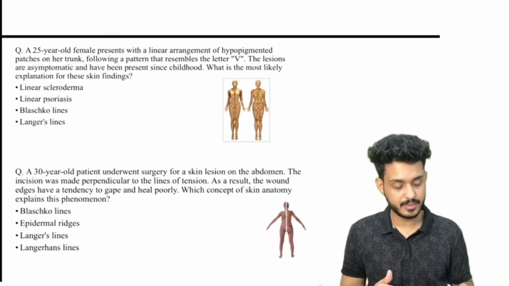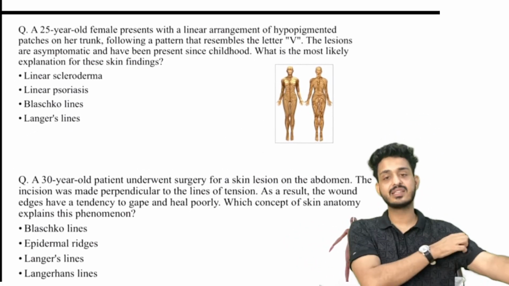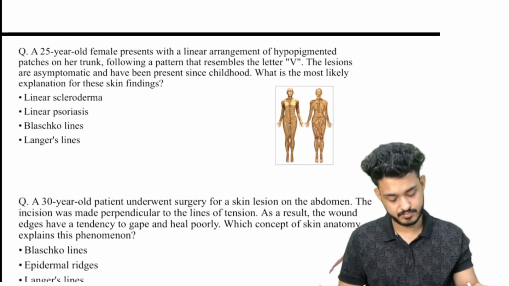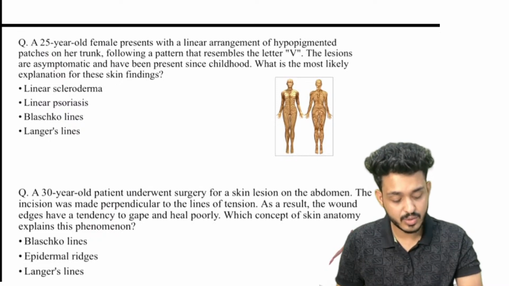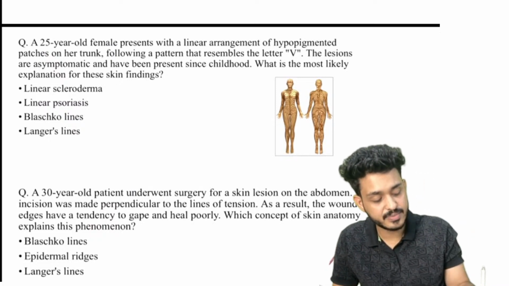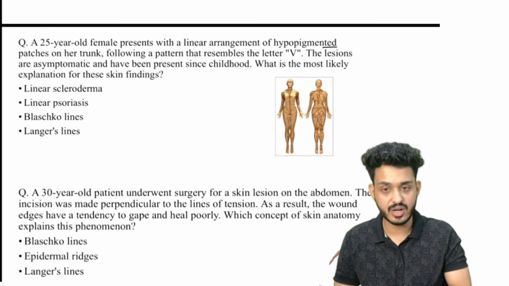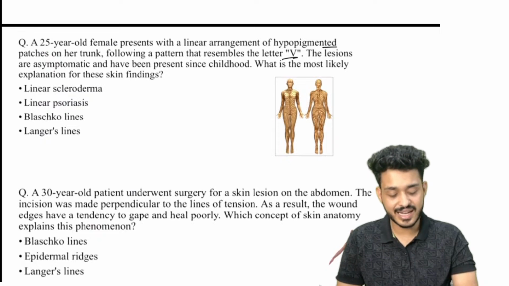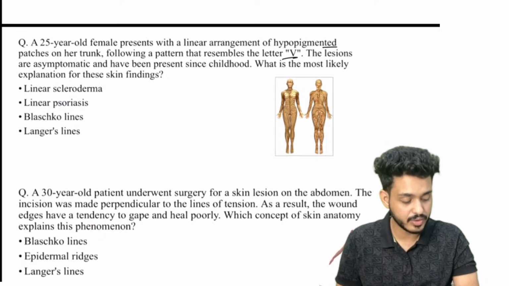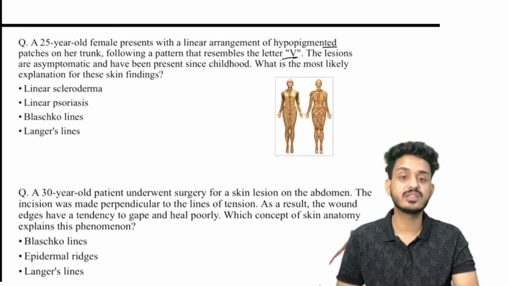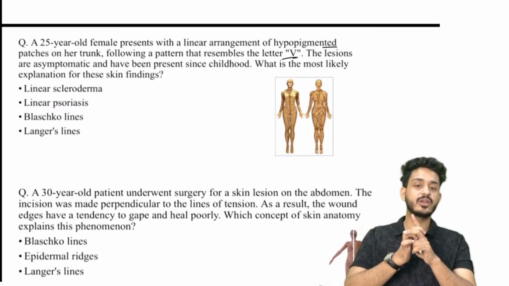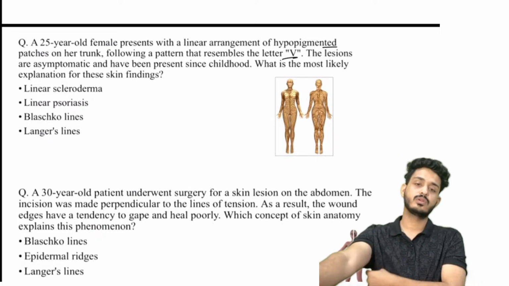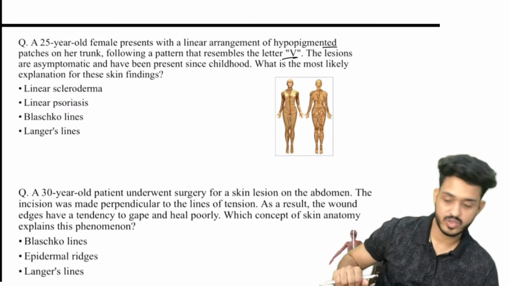Now try to answer this one. These are the important questions. Nowadays they are asking this type of question in your examination. A 25-year-old male patient presented with linear arrangement of hypopigmented patches on the trunk following a pattern that resembles the letter V. The lesions are asymptomatic and have been present since childhood. What is the most likely diagnosis? Try to answer.